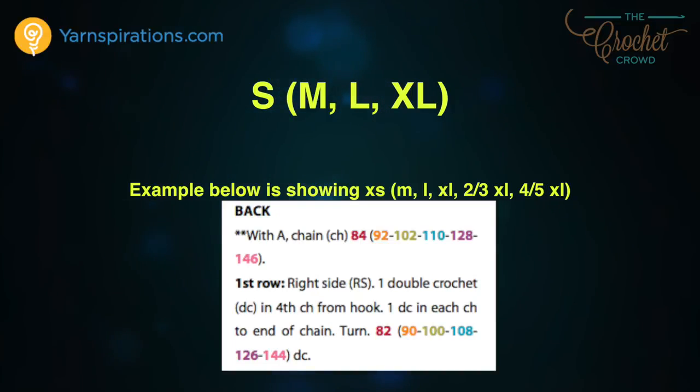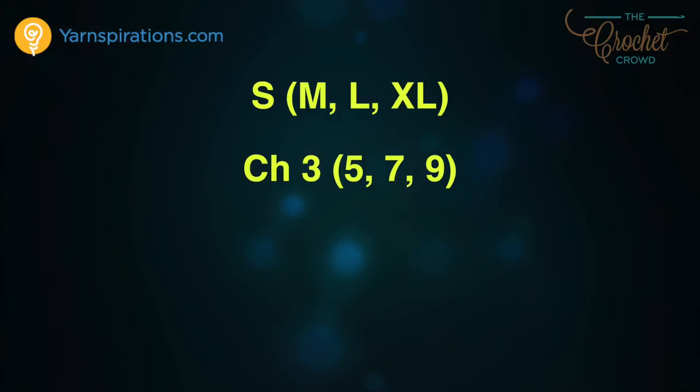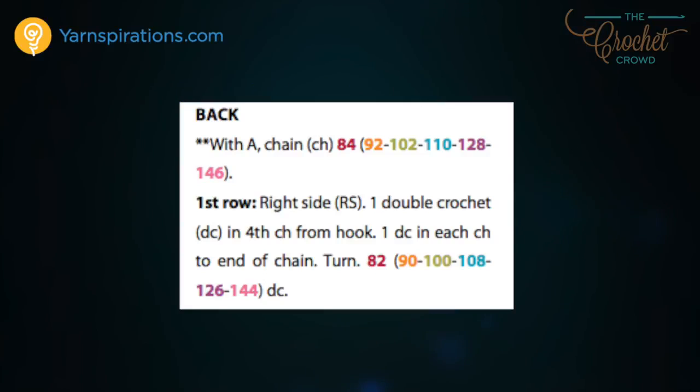So let's just take a look at an example. So it says chain 3, 5, 7, or 9. You will choose the number that matches the size that you're crocheting. So you're not crocheting all of this chain 3, 5, 7, or 9. You're just choosing the one you want to play with. So in this case 3 is small, 5 is medium, 7 is large, and 9 is extra large. Anytime in the instructions where there's a difference of stitch counts based on sizing, the instructions will appear like this with the differences of counts.